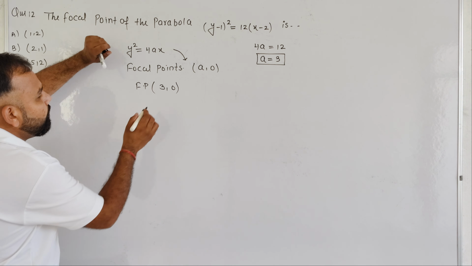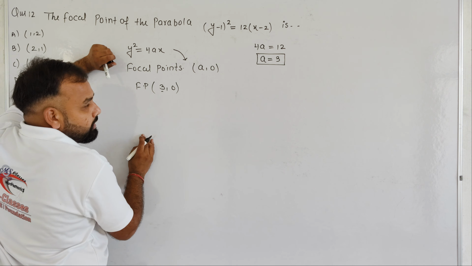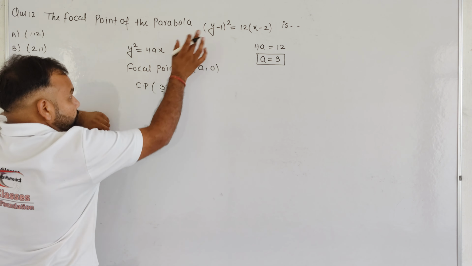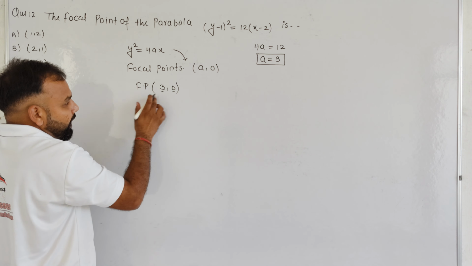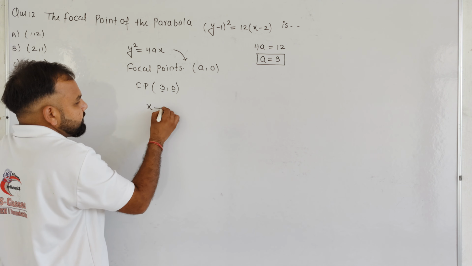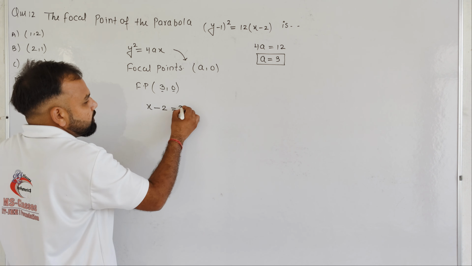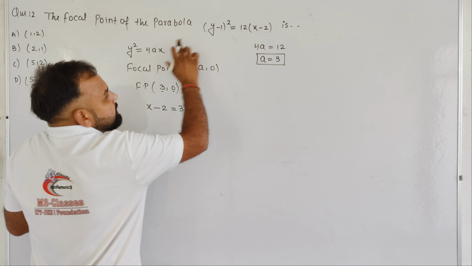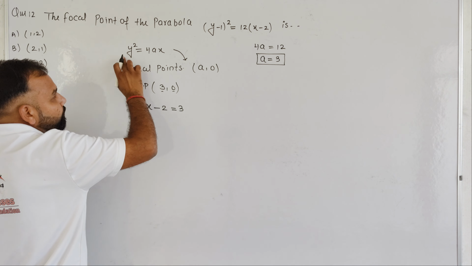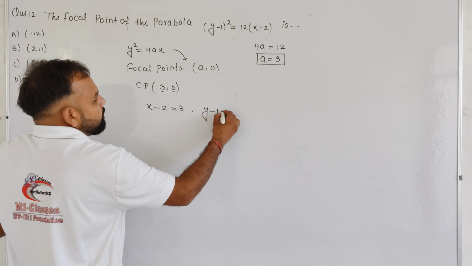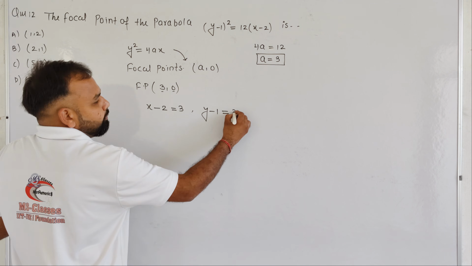We know very well that the first value is the value of x and the second value, 0, is the value of y. If we replace x with x minus 2, then x minus 2 is basically 3 over here, because if we compare both, x is replaced by x minus 2 and y is replaced by y minus 1. So y minus 1 is basically 3.